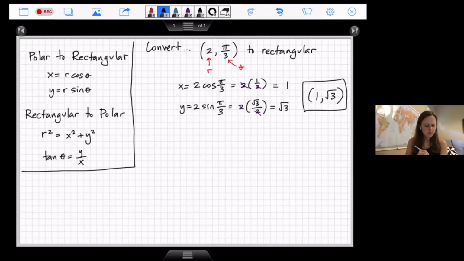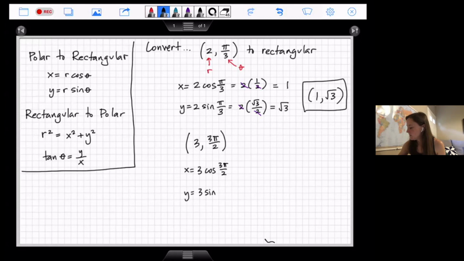And then let's do one more of those. Let's do the point, let's say, 3 comma 3 pi over 2. All right, so you can go ahead and just plug in your x equals 3 cosine 3 pi over 2 and y equals 3 sine 3 pi over 2. All right, and then go to your unit circle and figure out what sine and cosine of 3 pi over 2 are. Right? Or if you think about it, this is really an easy one to convert.